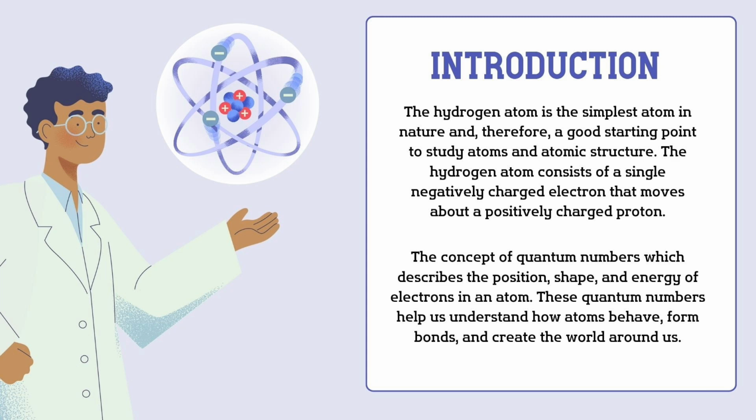Now, the concept of quantum numbers, which describe the position, shape, and energy of electrons in an atom. These quantum numbers help us understand how atoms behave, form bonds, and create the world around us. Basically, they help us describe the electron's properties more precisely. These numbers tell us about the electron's energy level, the shape of the orbital, and its orientation in space. They are essential for understanding how atoms interact with each other and form molecules, the basis of all matter.